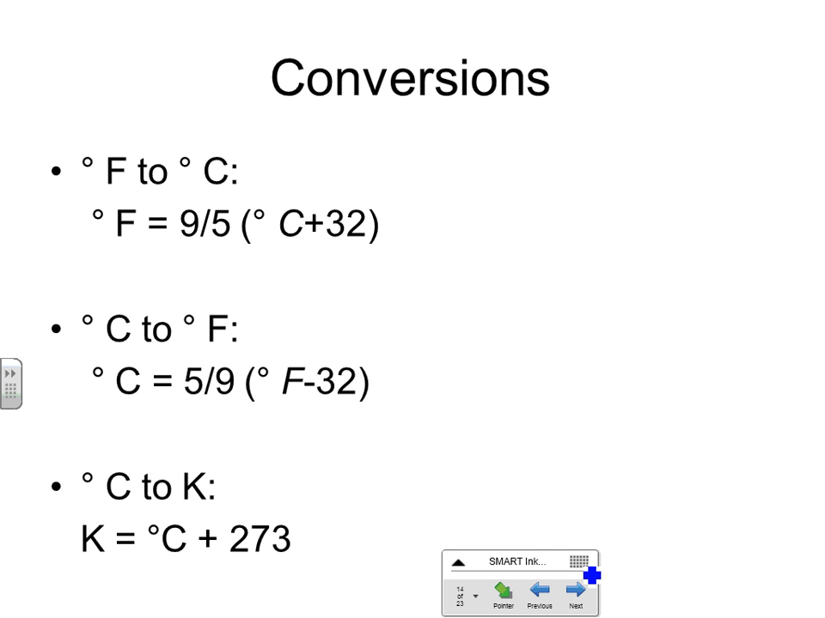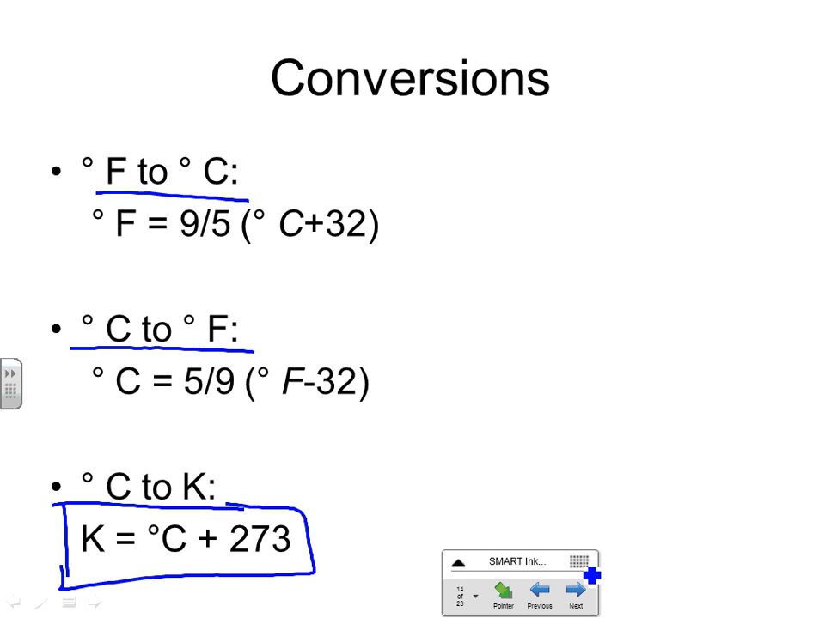So here are those conversions. If you want to go from Fahrenheit to Celsius, here's the formula. Celsius to Fahrenheit, here's the formula. Celsius to Kelvin, this is the one you will see and use and memorize. You probably already know it. So if you have a Celsius degree, you add 273 to that to get Kelvin. So if you've got 20 degrees Celsius, that's going to be 273 plus 20, so 293 Kelvin.